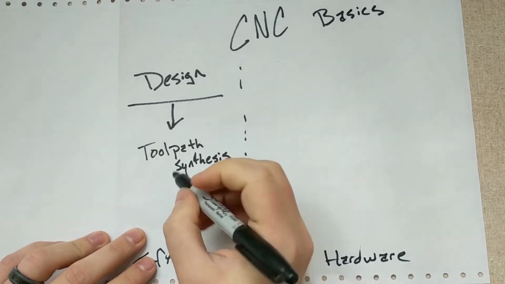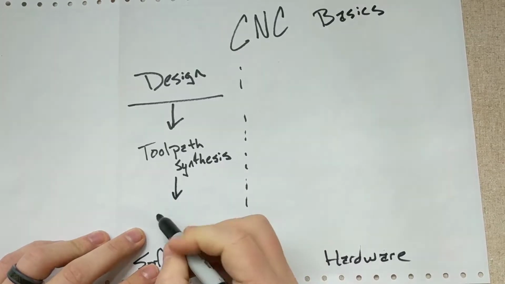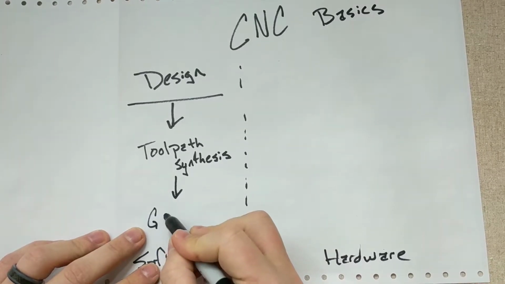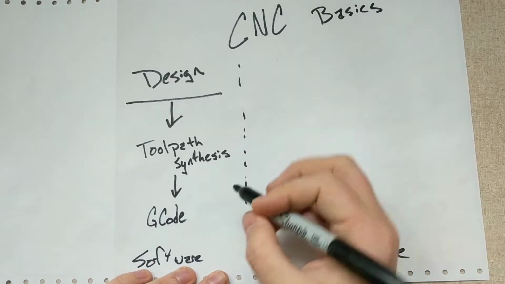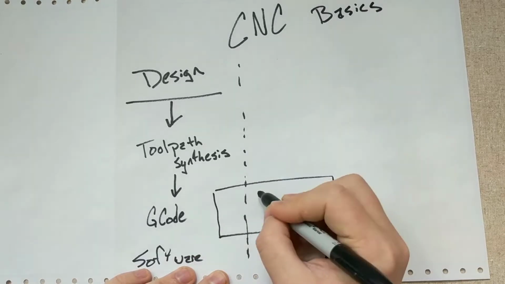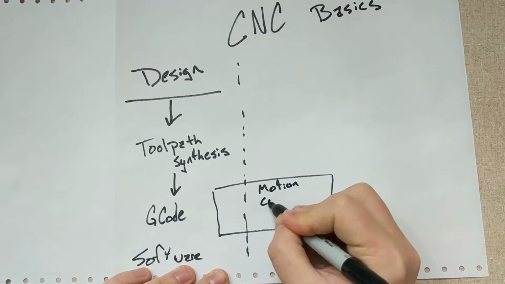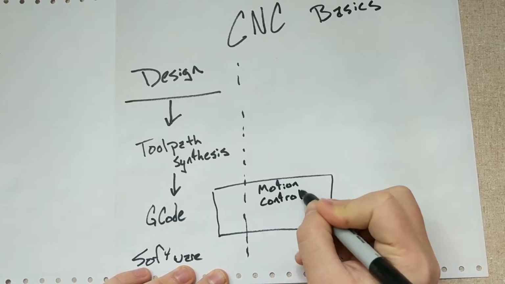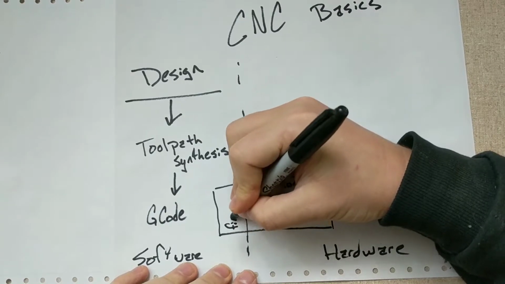From the synthesis, we get out what's called G-code, which is a plain text file that tells the machine when and how to move and all the details of the build. The motion controller is the first step into the real world. It has a firmware that interprets the G-code and sends out the proper signals for the various parts of the machine to complete the part.